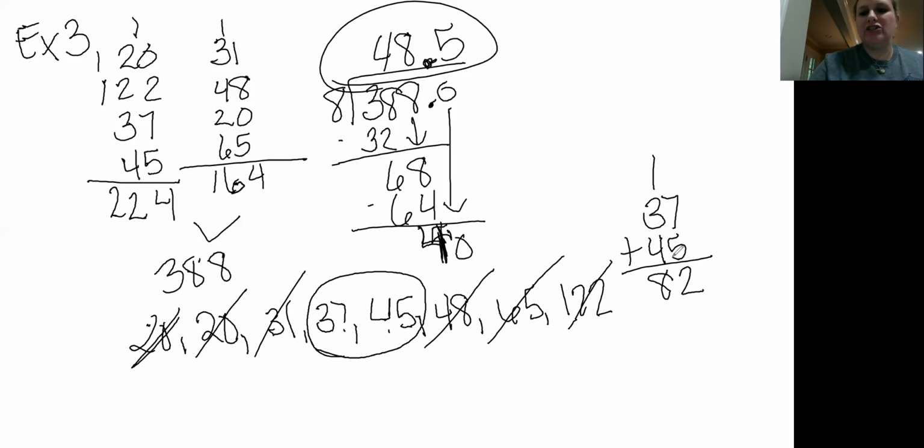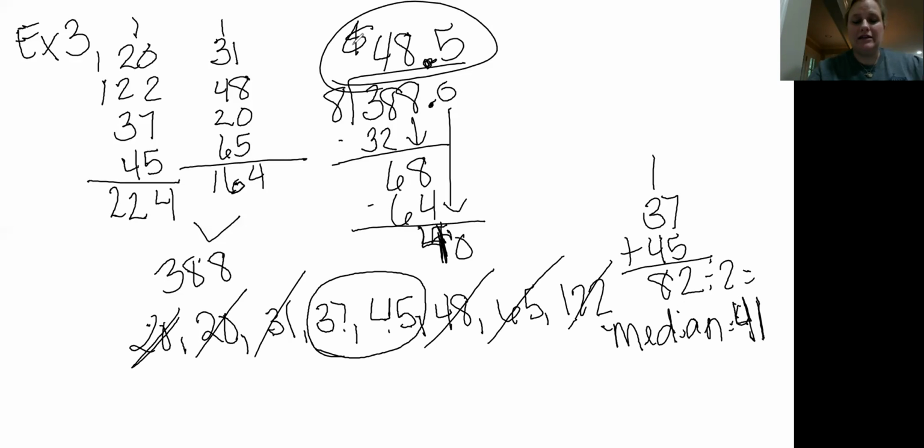So 82 divided by 2, so the median price of a pair of shoes here is 41. Okay, so 48.50 is the mean, and the median is 41. So basically, with mean, median, and mode, we're trying to interpret the measure of center. What is the center of this set of data?